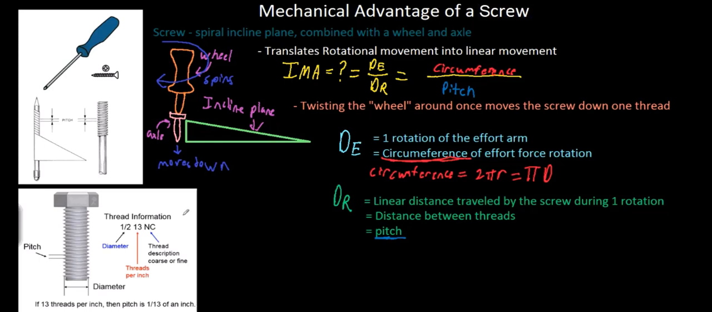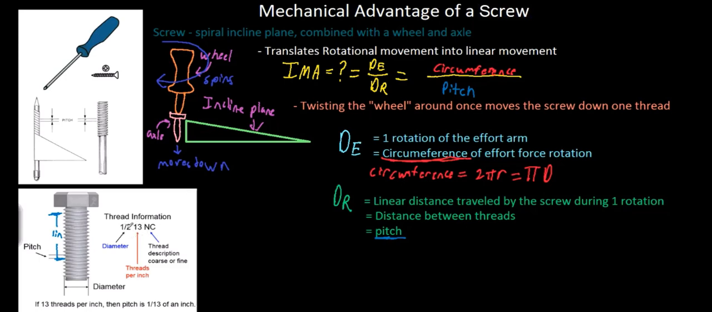And you kind of have to think about it. If it's 13 threads per inch, that means if I were to draw a line right here, in between each thread, and I count 1, 2, 3, 4, 5, 6, 7, 8, 9, 10, 11, 12, 13, that would mean that from this thread to this thread is 1 inch. Well, if we look, the pitch, that means there's 13 pitches here. So we use the second number.